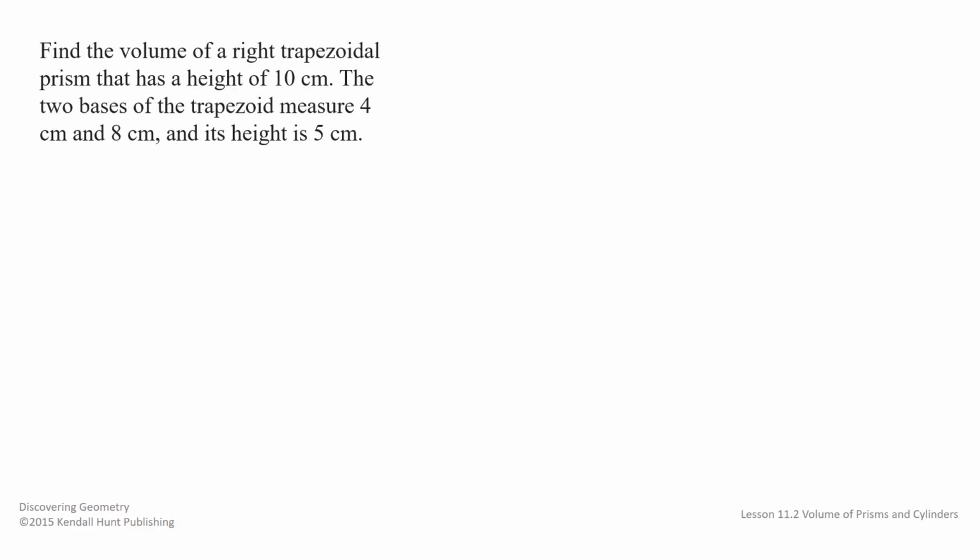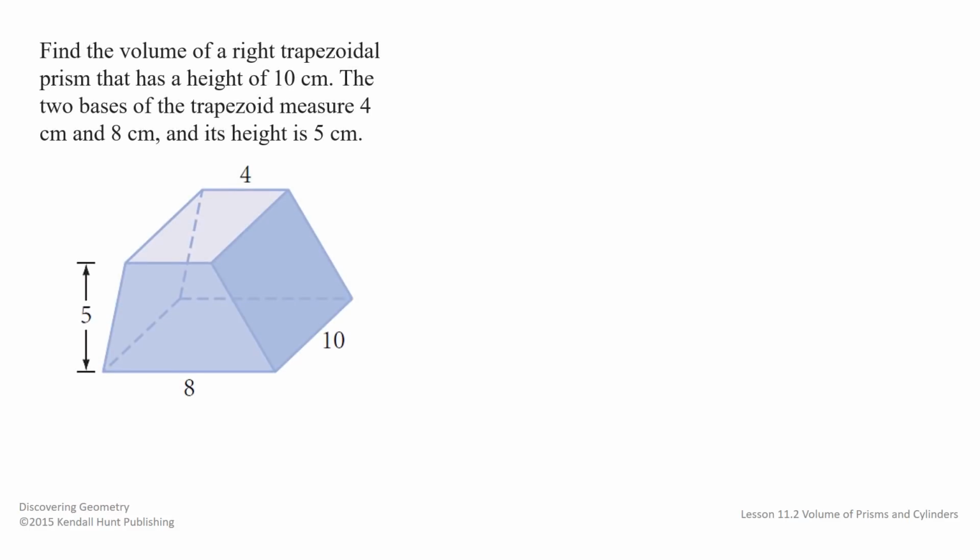Our next one we want to look at is this right trapezoidal prism. So there's a height of 10 centimeters on it. You have two bases, 4 centimeters and 8 centimeters, and the height is 5 centimeters of the trapezoid. Now, if you notice, it's kind of flattened down, and they say the height is 10. The reason is that when we look at a prism, both the top and bottom have to be exactly the same. In order for that to work, that's the trapezoids.